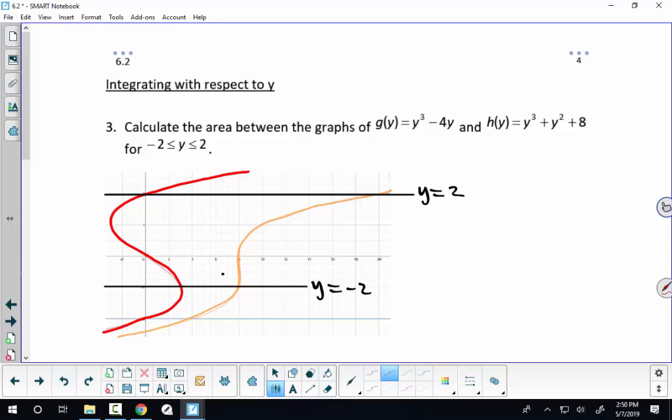Let me label these. Top curve, I guess, well, red curve is x equals y cubed minus 4y. And then this orangish one is the other one: y cubed plus y squared plus 8 is x.